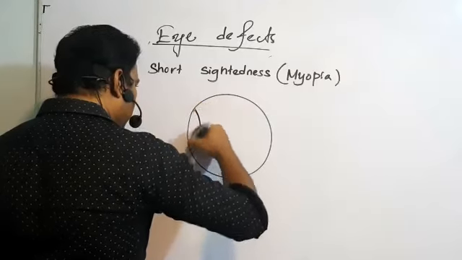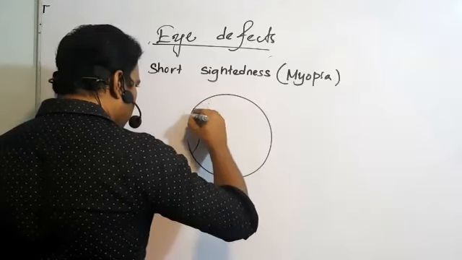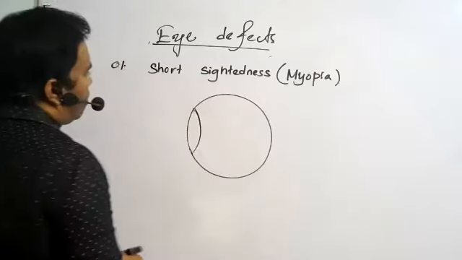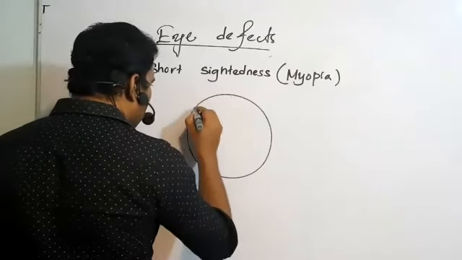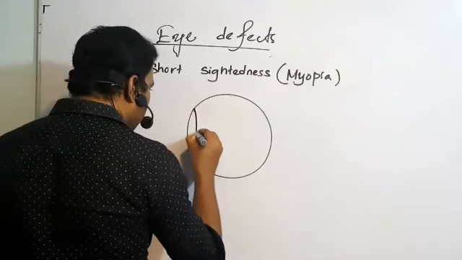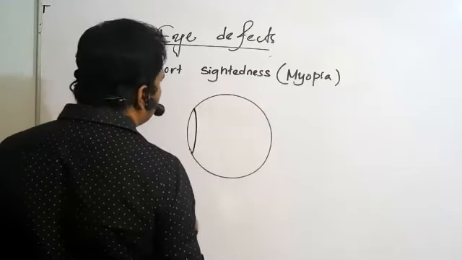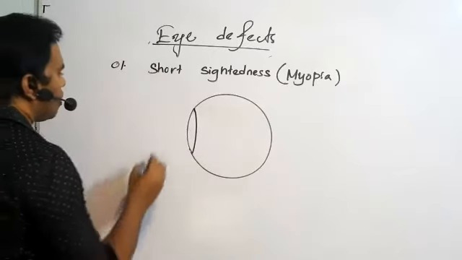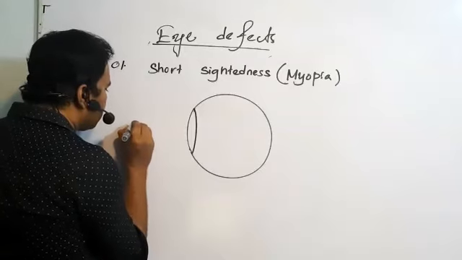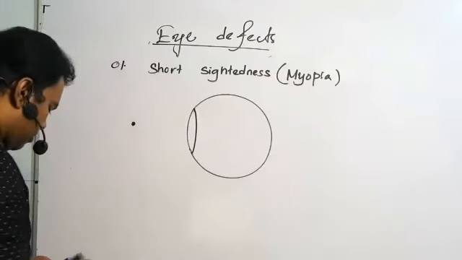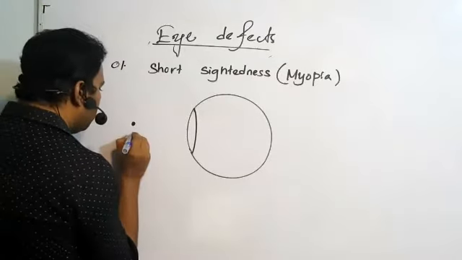Relax ciliary muscles. He can clearly observe images closer. Closer objects can be clearly observed.